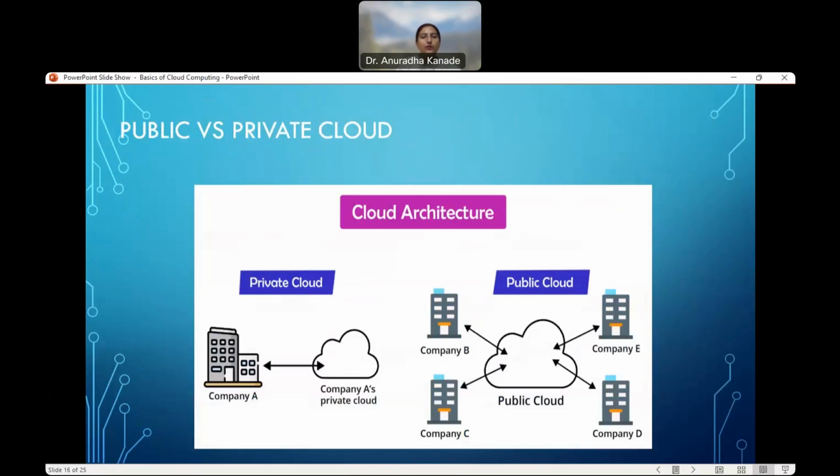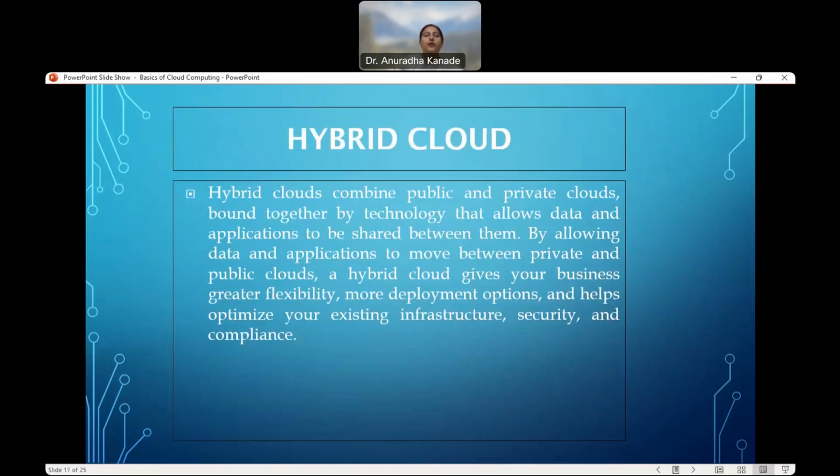Private and public cloud, we can differentiate with the help of this diagram. Private cloud services are available to only one company, whereas public cloud is accessed by multiple companies. The last one is the hybrid cloud. The name itself is helping us to understand the terminology.